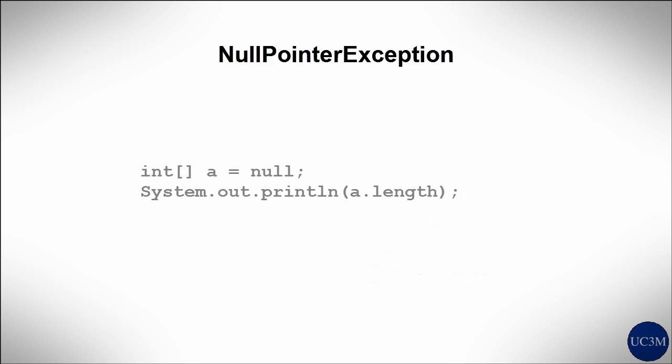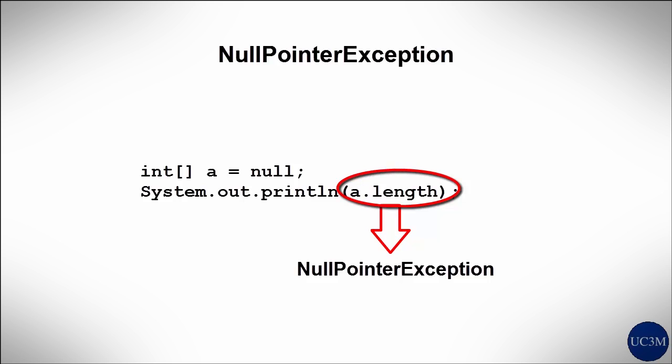Another example. Imagine that we want to print the length of an array that we have declared, but that we have not initialized. Then we will get the same null pointer exception. Be aware that length is a method in the case of the class string, but an attribute in the case of arrays.